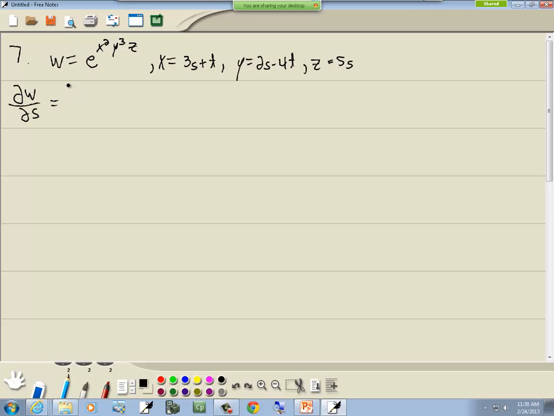So the partial of w with respect to s is going to equal the partial of w with respect to our first variable, which is x, times the partial of x with respect to s, the variable we're working with, plus the partial of w with respect to our next variable, which is y, times the partial of y with respect to s, plus the partial of w with respect to our next variable, which is z, times the partial of z with respect to s.